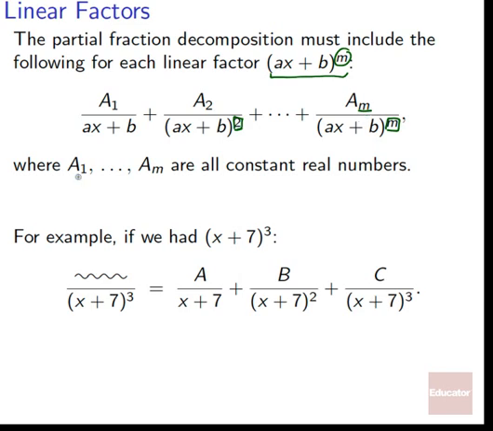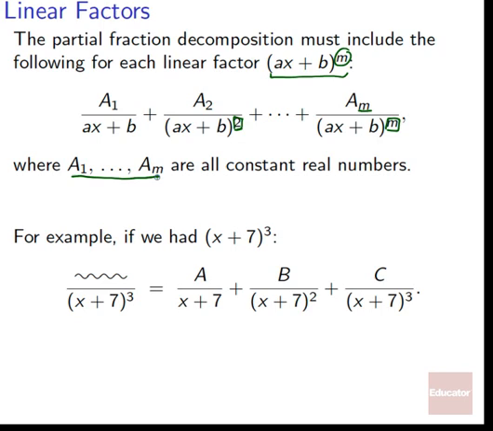And each one of these A's on top, A1 up until Am, are all just constant real numbers. We're using a with subscript, this A1, A2, A3 business, because we just need a way of saying m of them, and we're not quite sure that we're going to go only out to n. Anyway, the point is they're all going to be constant real numbers.